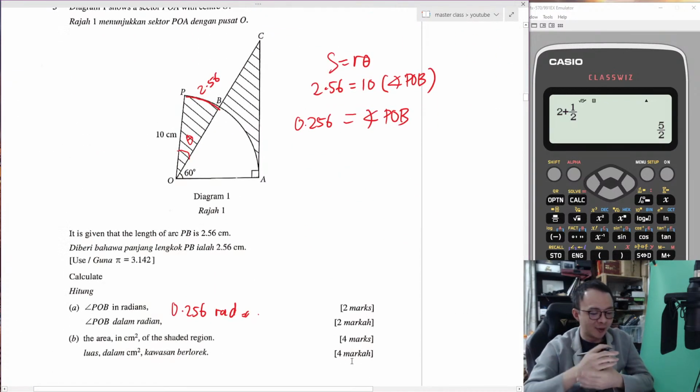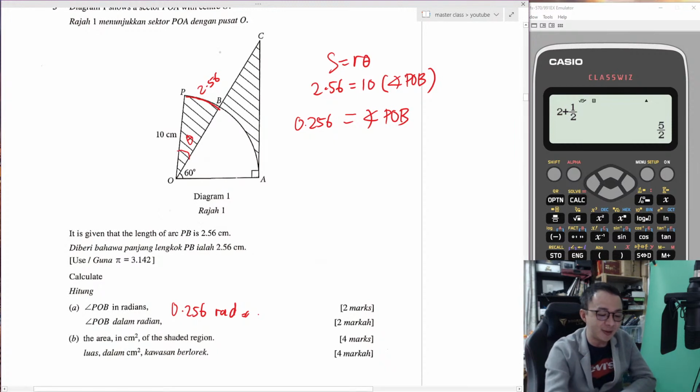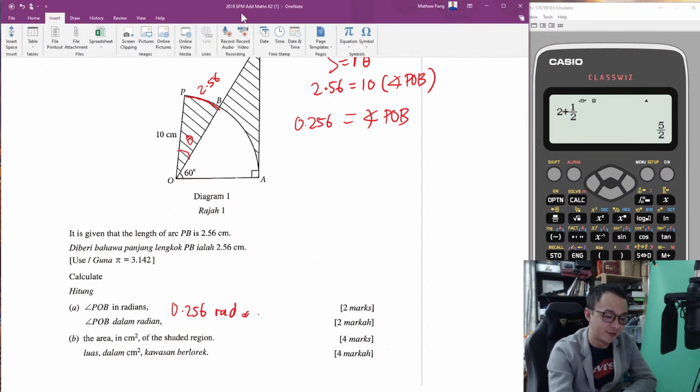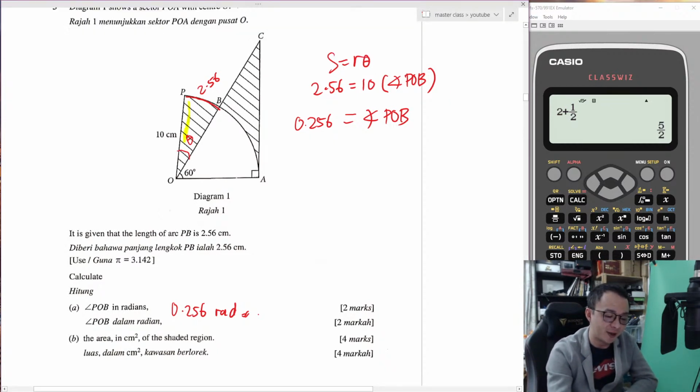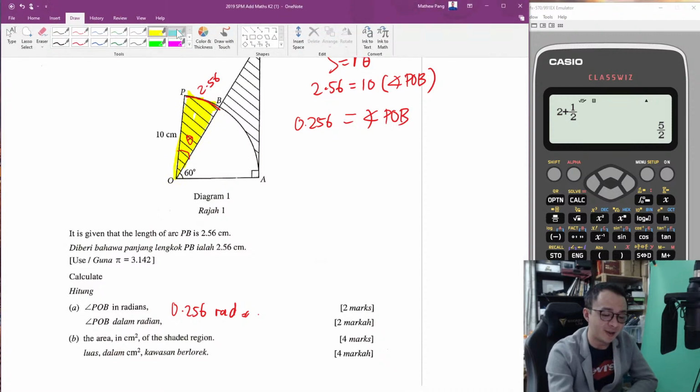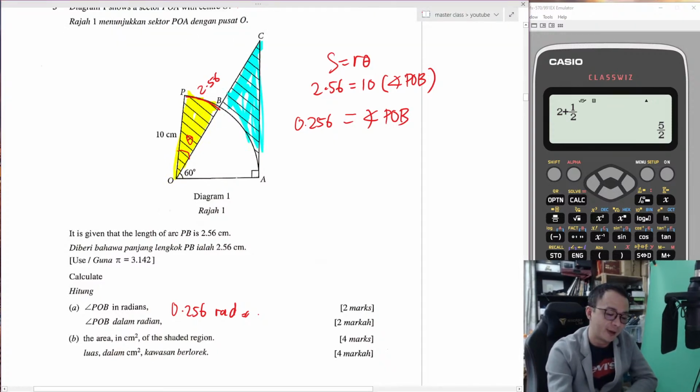Alright, so find the area of the shaded region. The area of the sector should be very easy to find. If I want to find the area of this sector, I just use half r squared theta. However, if I want to find this other part, I need to use the triangle minus the area of the sector here.